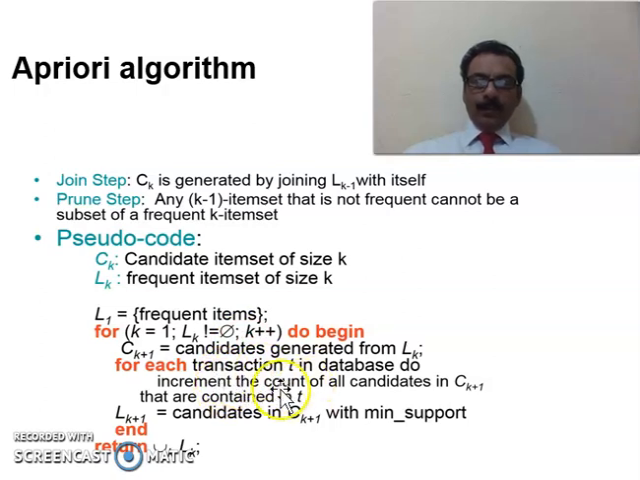Then you will be considering each of those transactions. Then you're going to do all those joining and prune steps. Let us see all those different things once again later after seeing the example, so that it's going to be easier for you to understand.